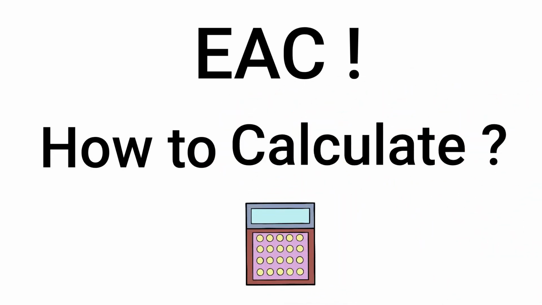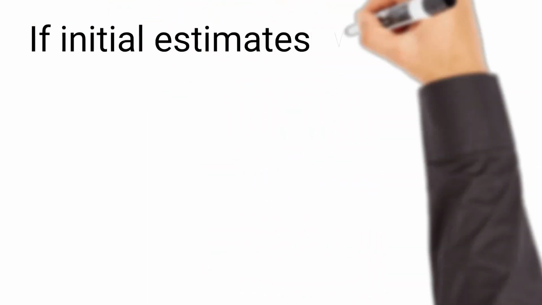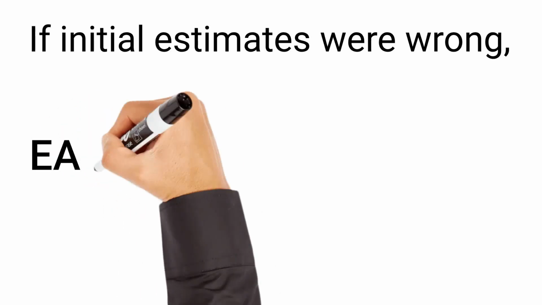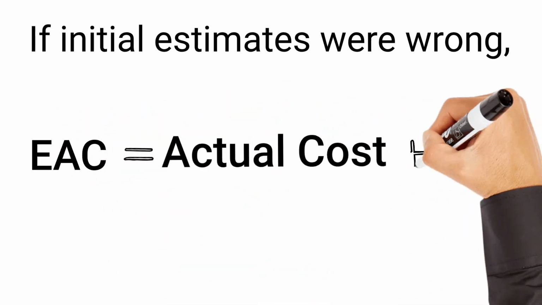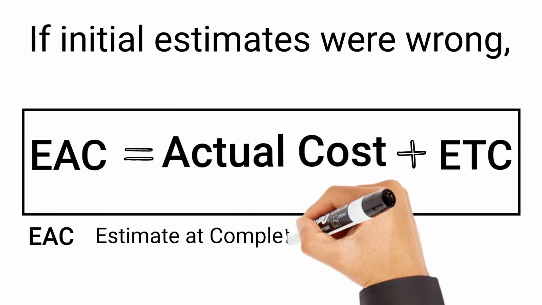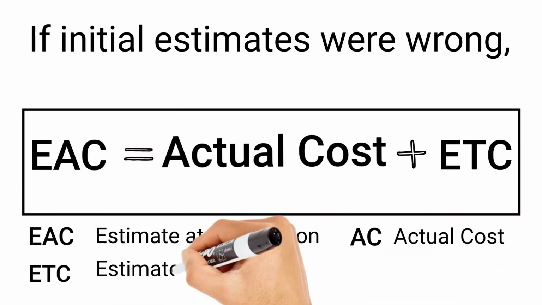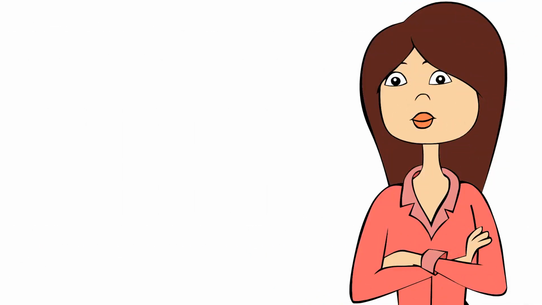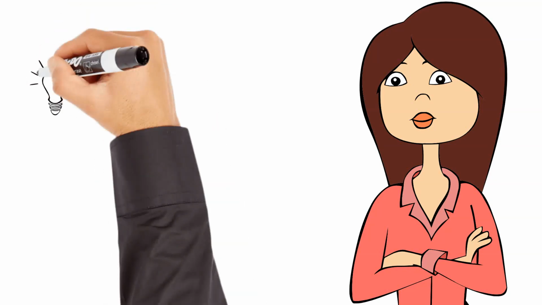When the initial estimates were wrong, or are now obsolete, then use the universal formula. That is EAC equals AC plus ETC, where EAC is estimate at completion, AC is actual cost, and ETC is estimate to complete. Remember, this is the most common and highly accurate method for cost forecasting. It is very common to find that the initial cost estimate and budget allocated on that basis are no longer valid. However, this method requires significant efforts and resources to forecast.